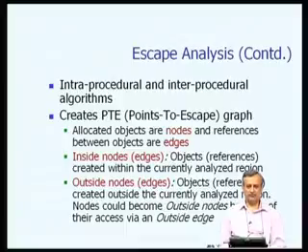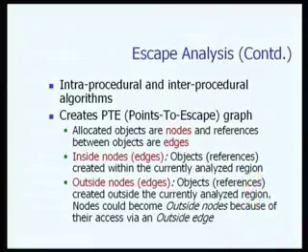What is an outside method node? Objects created outside the currently analyzed region are outside nodes. And of course, what are outside edges? They are references created outside the currently analyzed region. It is possible that nodes could become outside nodes because of their access via an outside edge. So, the outside edge comes first, and then because of that the node could become an outside node.